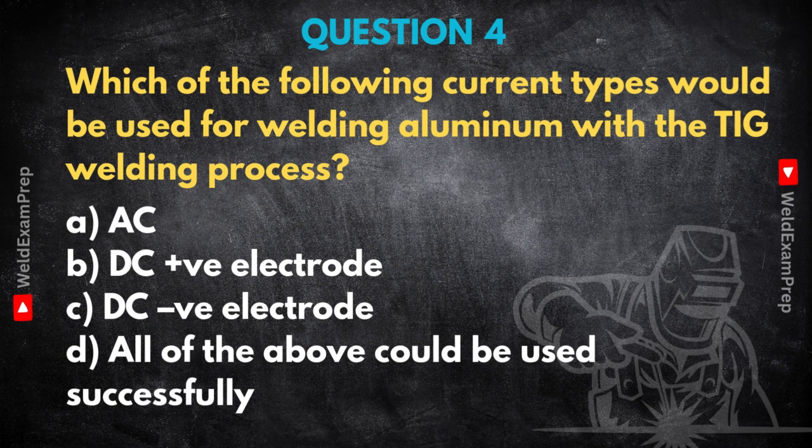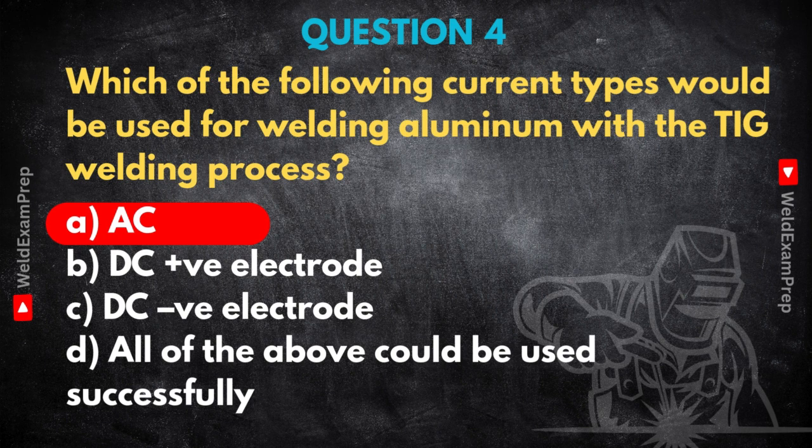Now, we know aluminum can be tricky. What are its unique challenges, and how does the current type specifically tackle them? Right. For TIG welding aluminum, the answer is absolutely, unequivocally A, AC. This loops back to our chat about surface oxides. Yeah, like with nickel, but maybe worse. Exactly. Aluminum's oxide layer is particularly notorious.